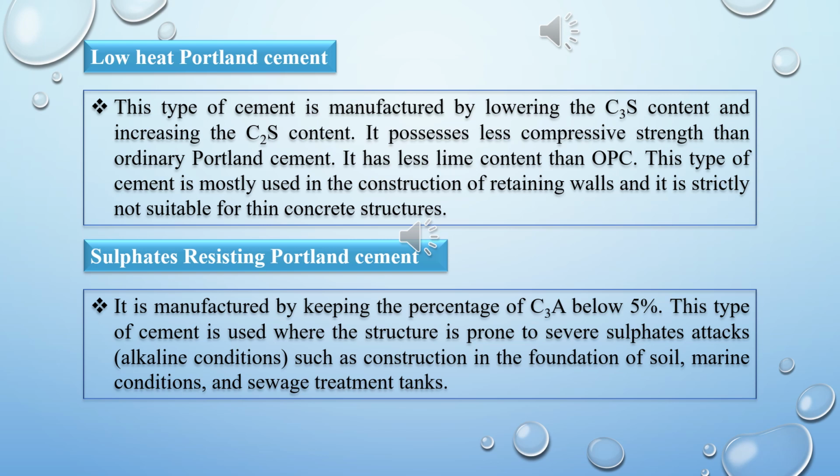So students, in the low heat Portland cement, he said that if you lower the C3S and increase the C2S, it means if you increase the dicalcium silicate content and decrease the tricalcium silicate content, then low heat Portland cement will form. This low heat Portland cement has less lime content as compared to ordinary Portland cement, and this cement is used for retaining walls and it is not used for thin concrete structures.